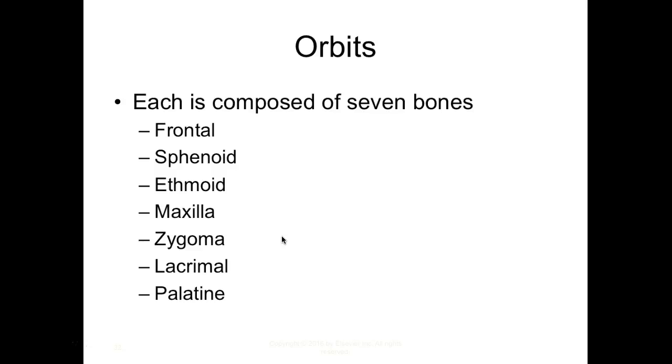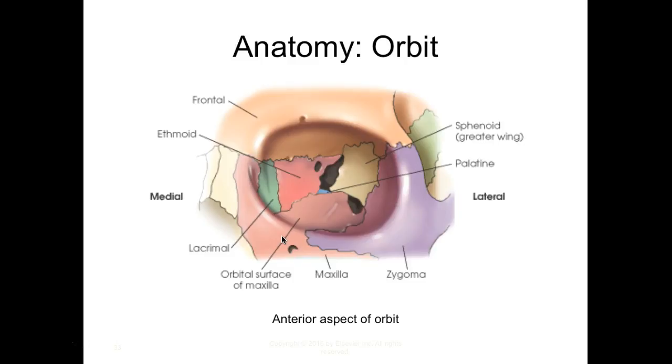So let's cover the orbits. Each is composed of 7 bones: the frontal, sphenoid, ethmoid, maxilla, zygoma, lacrimal, and palatine. So be able to label this orbit. You're going to see it multiple times. It's not going away. So you have the greater wing of your sphenoid.